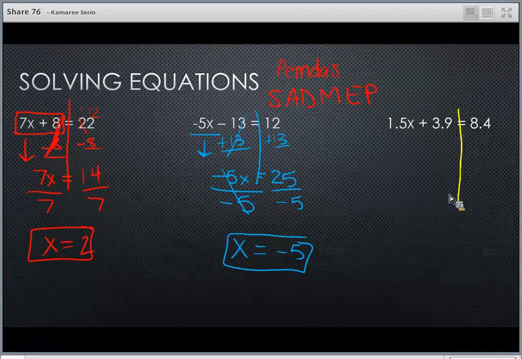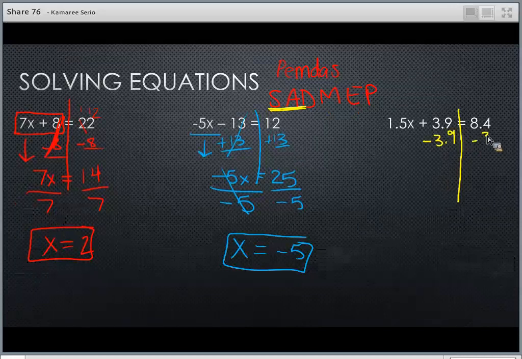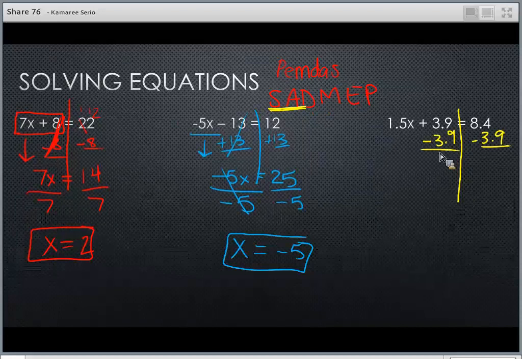So again, I want to look for subtraction or addition first. So I have addition, which means I can undo that with subtraction. And notice that whenever I'm getting rid of a number, like if I want to get rid of this 3.9, I am subtracting by 3.9. My inverse operation number is whatever number I'm trying to get rid of.